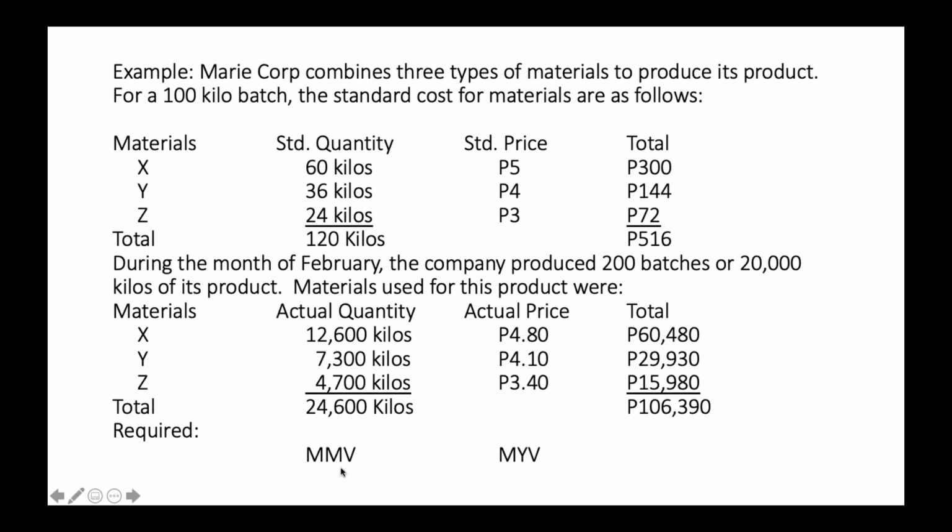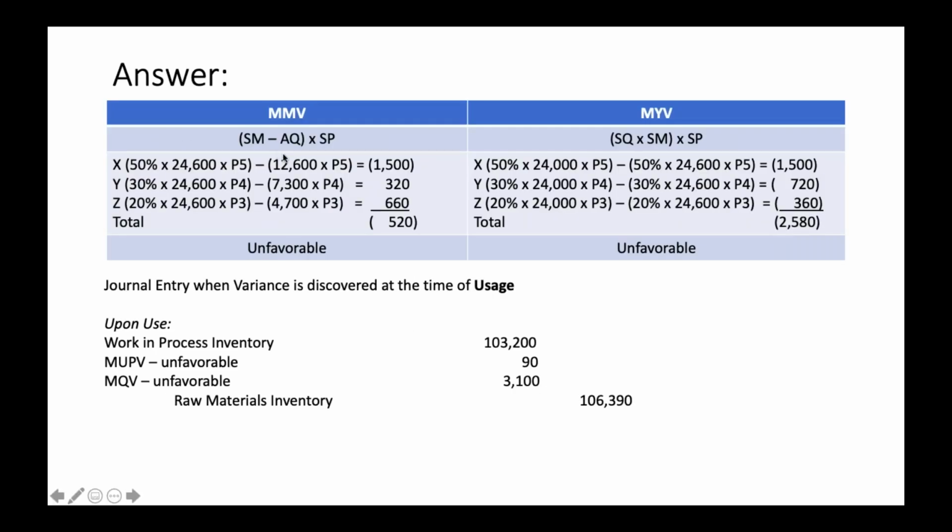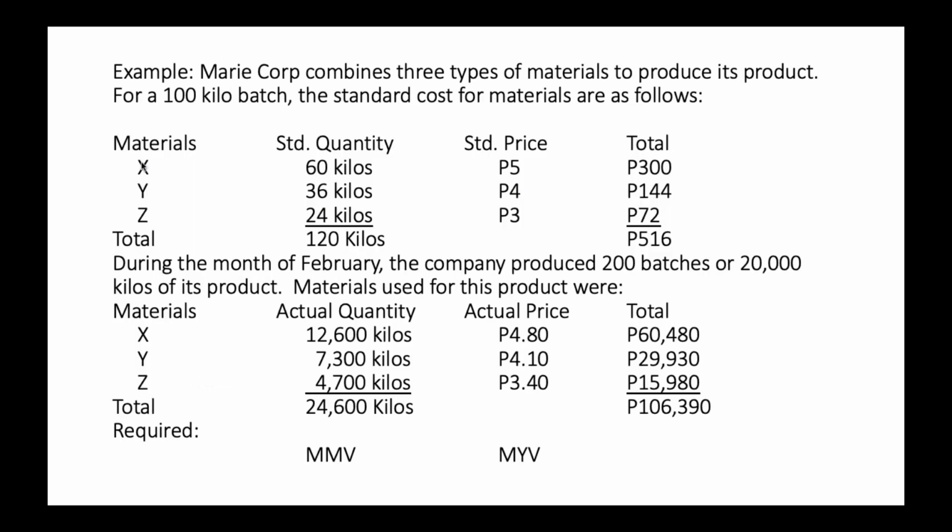Now, let us compute for the material mix variance and the material yield variance. Formula: standard mix minus the actual quantity multiplied by the standard price for the mix. Okay, so for the mix, where did we get 50, 30, and 20? Let me go back to our previous slide.